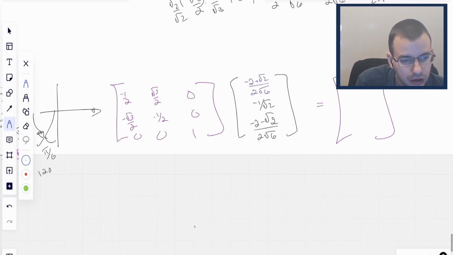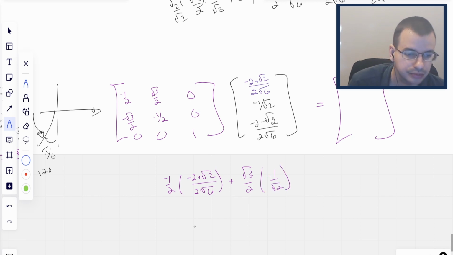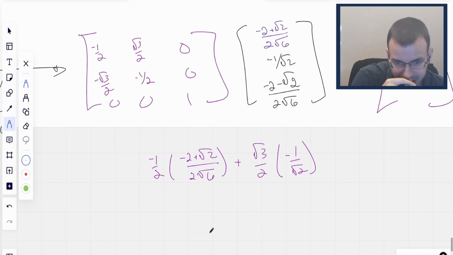So we're going to have negative 1/2 times negative 2 plus square root of 2 over 2 square root of 6. And we're going to add to that square root of 3 over 2 times negative 1 over square root of 2. Does that make things easier? I don't know if it does.